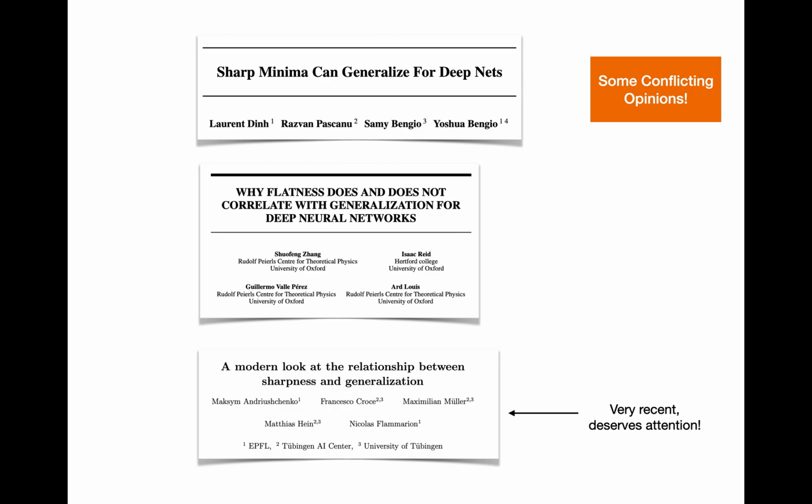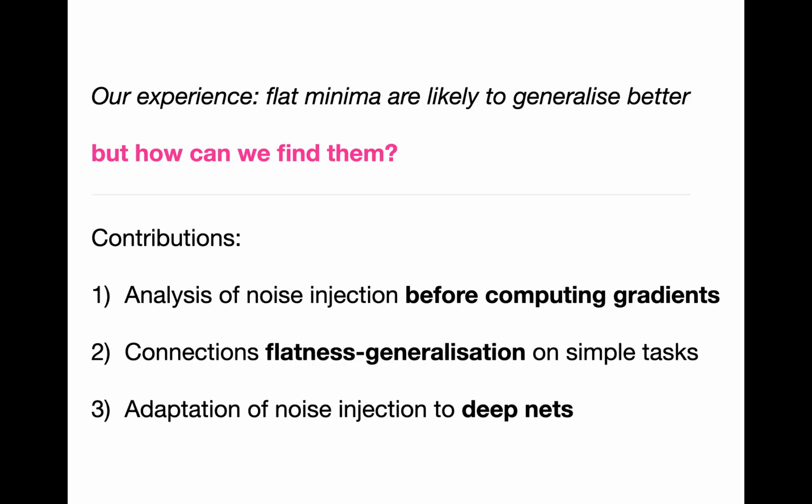However, for the purpose of this paper, we take this relation for granted, and we also show that the relationship between flatness and generalization is true on many simple problems. So we want to converge to flat minima, but how do we find them? Using gradient descent. So what we can do, and what we show works, is to inject noise before computing the gradient. And this works for many problems, but needs adaptation in deep learning, and specifically in deep networks where the width also grows to infinity.